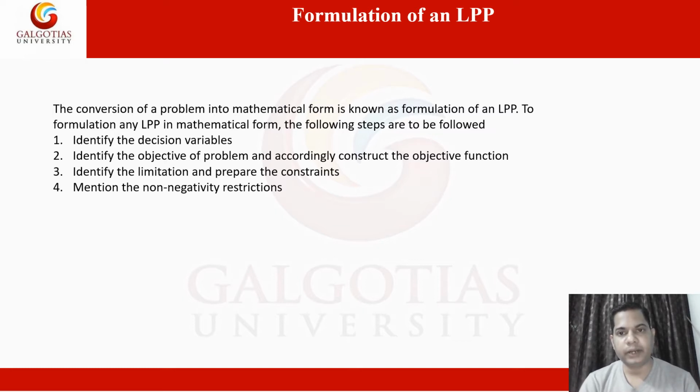To formulate any problem into an LPP or into a mathematical form, there are four characteristics that we have to follow. First of all, we have to identify the decision variables, that is, what the decision variables are to solve the problem. The second is to identify the objective. Objective means whether it is to be maximized or minimized, and accordingly we construct the objective function. That means either max z or min z.